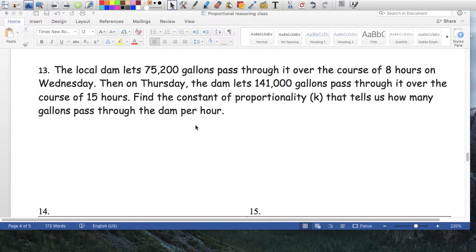Number 13. The local dam lets 75,200 gallons pass through it over the course of 8 hours, and then the next day it does 141,000 over the course of 15 hours. Find the constant of proportionality. That tells us how many gallons pass through the dam per hour. So they're looking for the unit rate, right? But we can go y equals kx. So let me write this as a rate first.